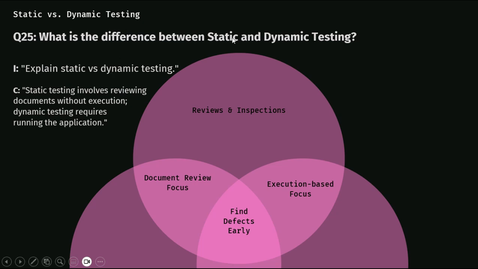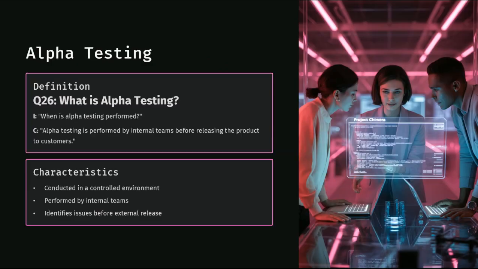What is the difference between static and dynamic testing? Static testing involves reviewing documents without execution, while dynamic testing requires running the application. Move to the 26th. What is alpha testing? Alpha testing is performed by internal teams before releasing the product to customers.